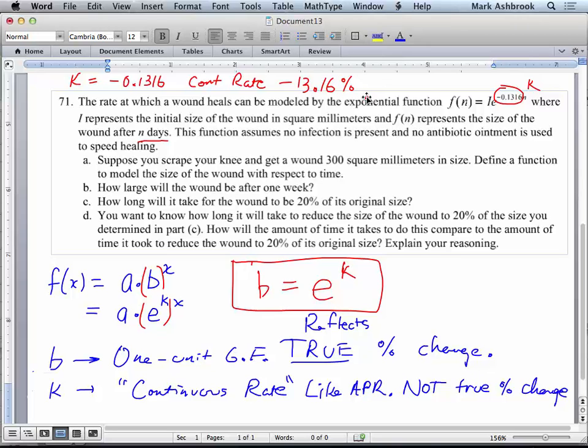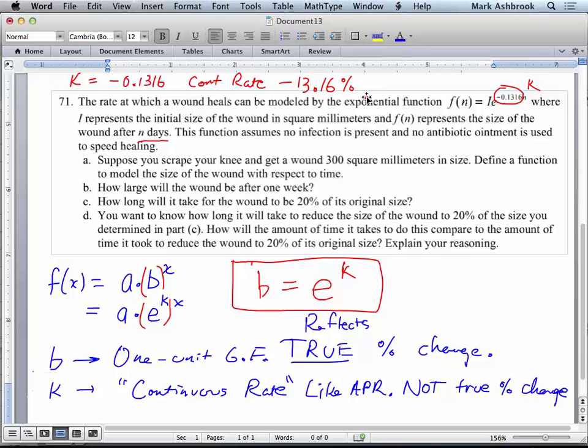What do you guys think? Another no. Is it the percent decrease per day? Another no. It's K. It's like APR, so they're all right. It's not the true percent change. If combined with continuous compounding, it gives the true percent change.